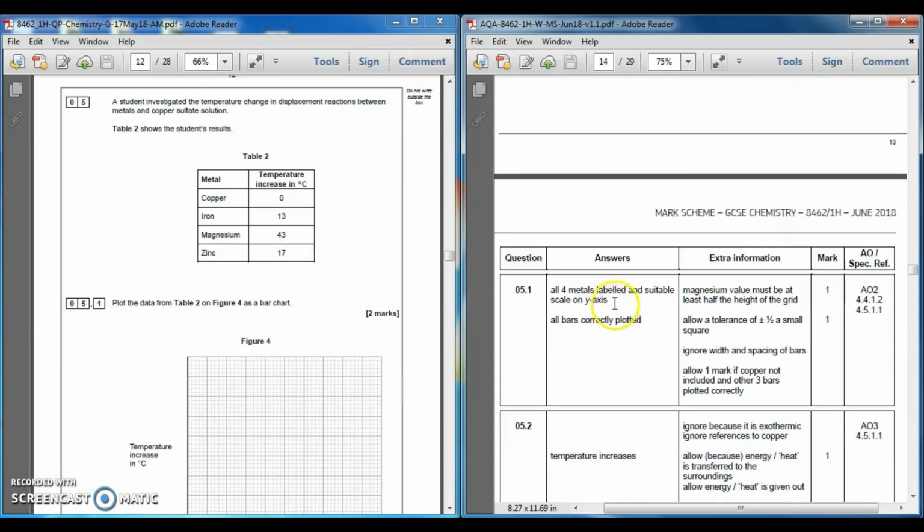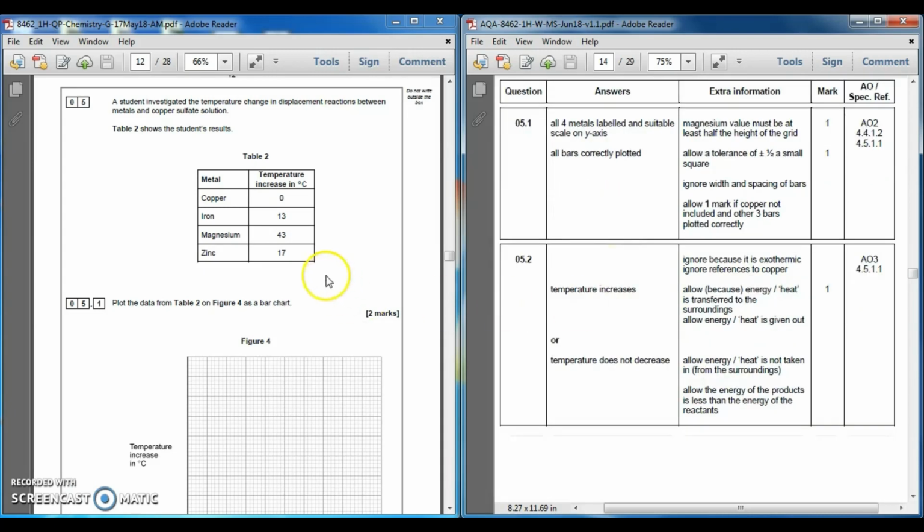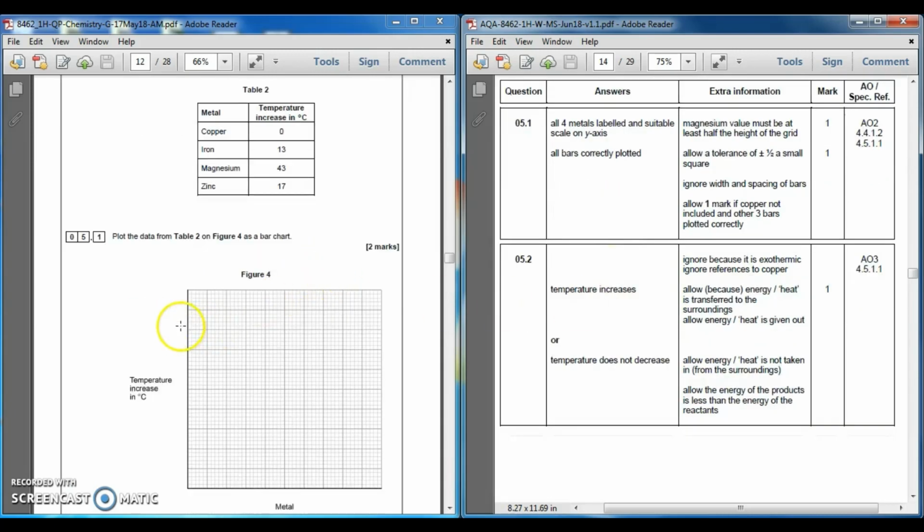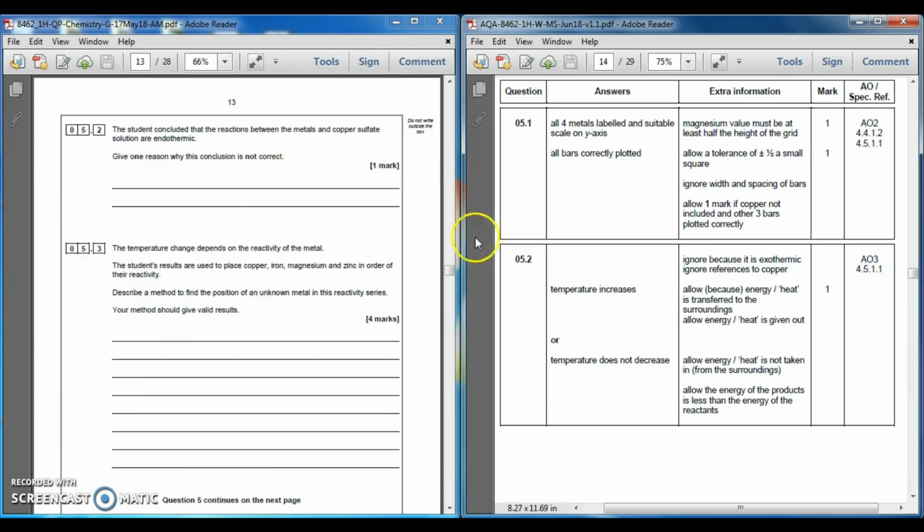Question 5. Right, people just do bar charts. As long as you remember to label it and do a sensible axis, the scale was easy to plot. You got 2 marks on it. It was nice, bag those, move on. Question 5.2.